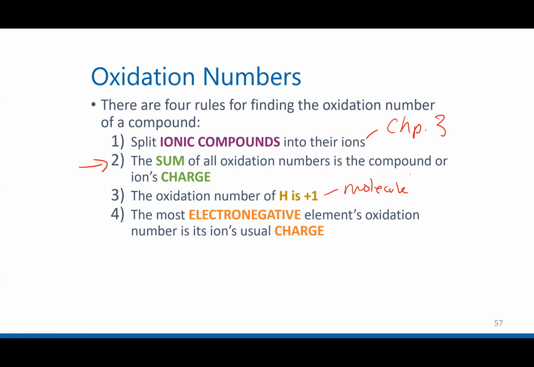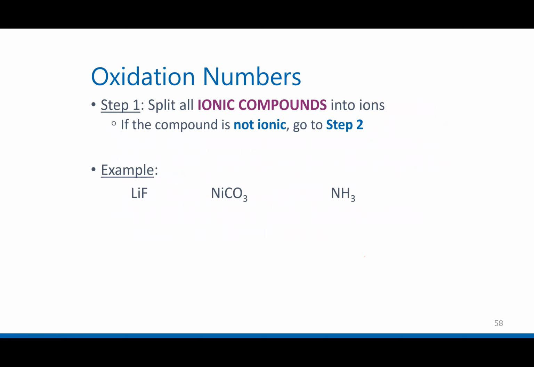And rule number 4, the most electronegative element's oxidation number is its ion's usual charge. That typically applies to oxygen or fluorine when there is no hydrogen. So this can sound a little confusing, but you'll see me go through my rules here and solve some examples. I have 3 examples here, ranging from easy to difficult.